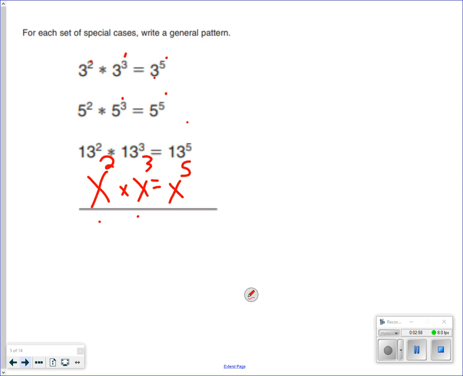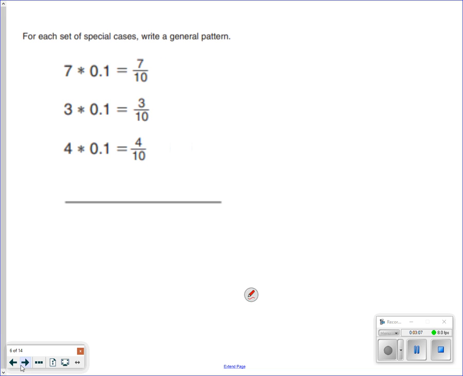The x repeats, but at the same time, the 3's repeat and the 5's repeat. This would be a special case for the general pattern. For each set of special cases, write a general pattern. Let's take this. Look at this one.